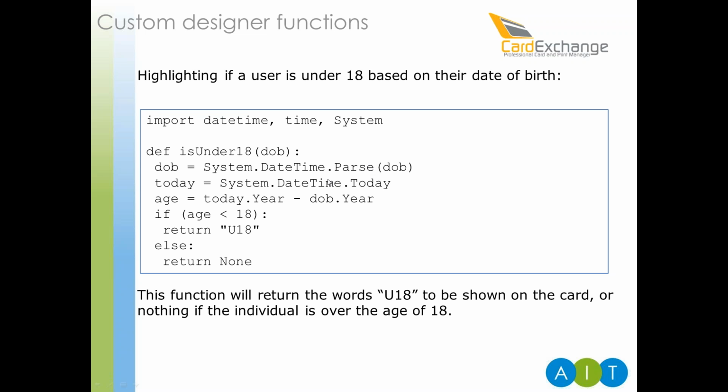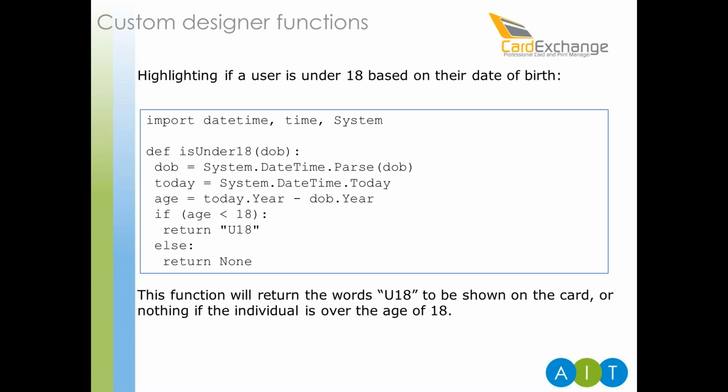So it works out it is a valid date. It then generates today's date, so we have a system date time today, and it then works out the age of the user. It takes today's year minus the date of birth year, and then it will look and say, okay, that's less than 18. So it returns the text U18, which is then printed on the card.